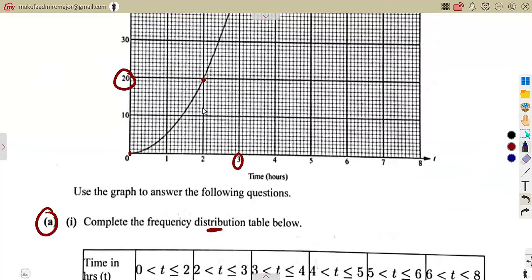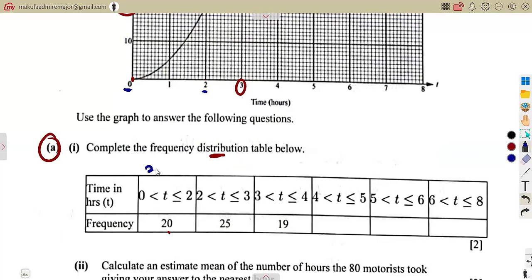If you are dealing with the class of 0 to 2, you take from 2, the maximum at 2 here. What is the maximum value? It's 20. Remember, it's 0 to 2. So you subtract in between 0 and 2. So there's a 20. There is a 0 there. So that is 20 minus 0, which is going to give us 20.